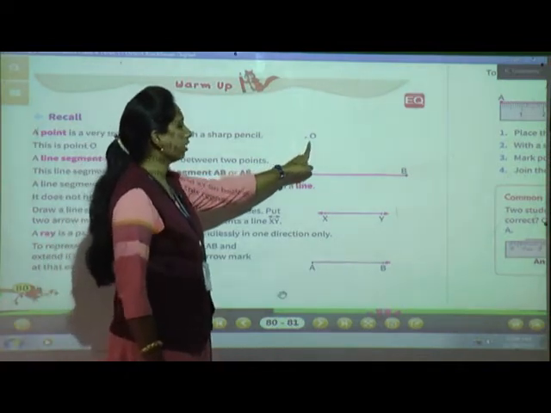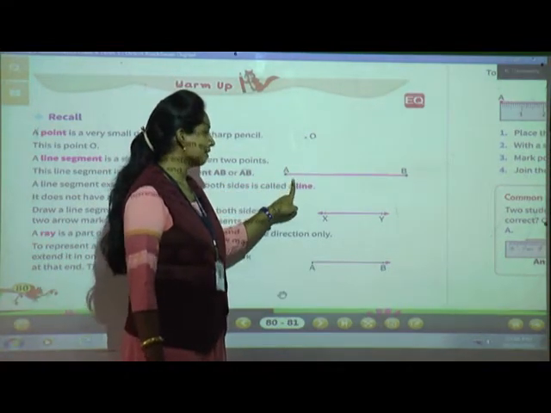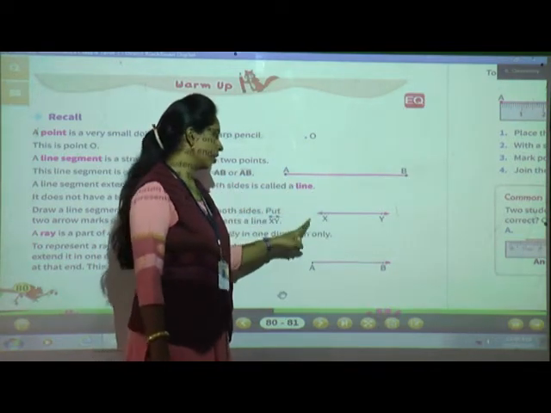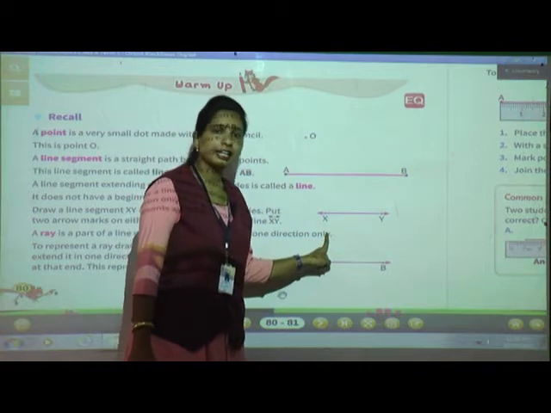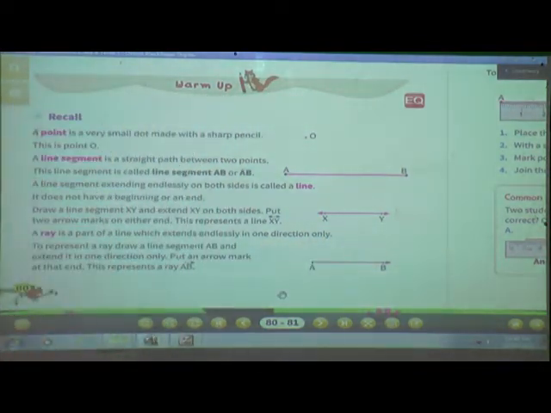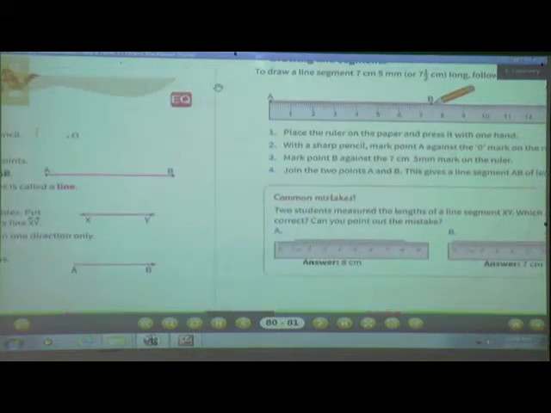Names are also important. See, what is the point name? Point O. What is the line segment? Line segment AB. And this is line XY. And this is ray AB. Got it till here? Yes. Now we'll move to the next.